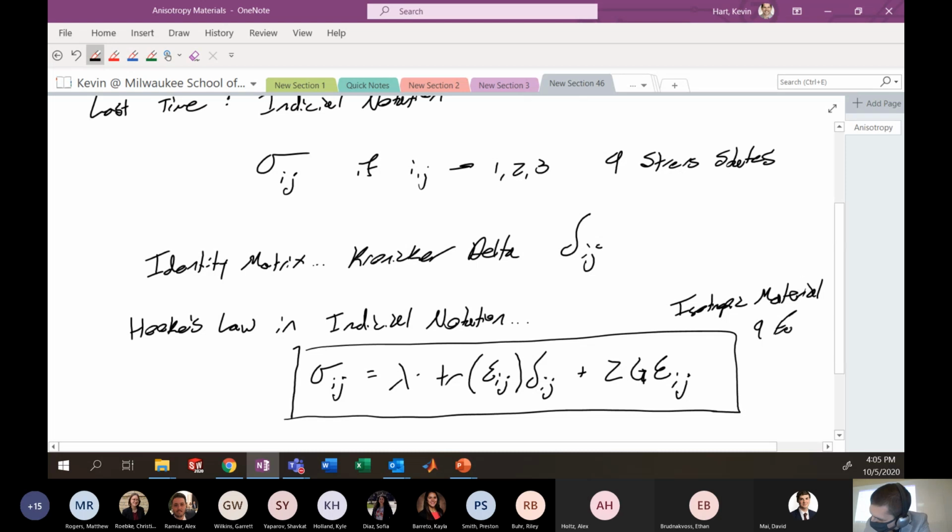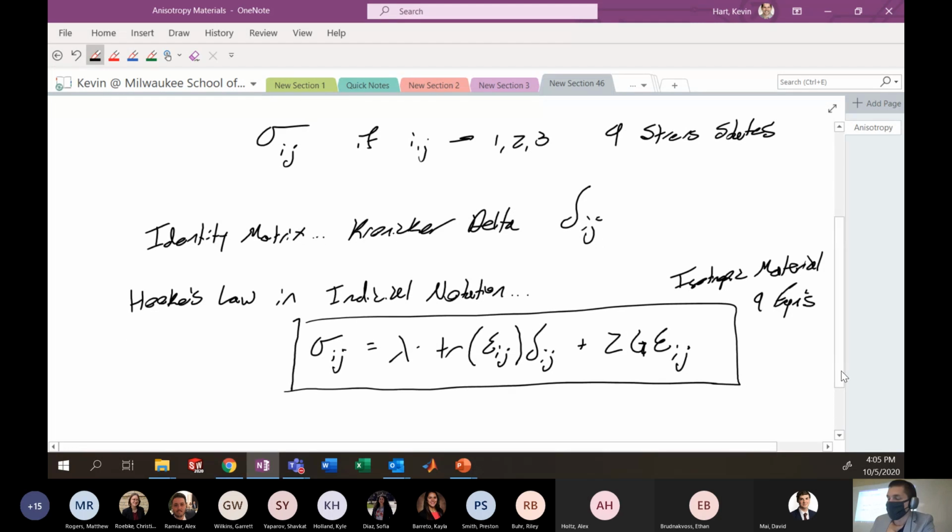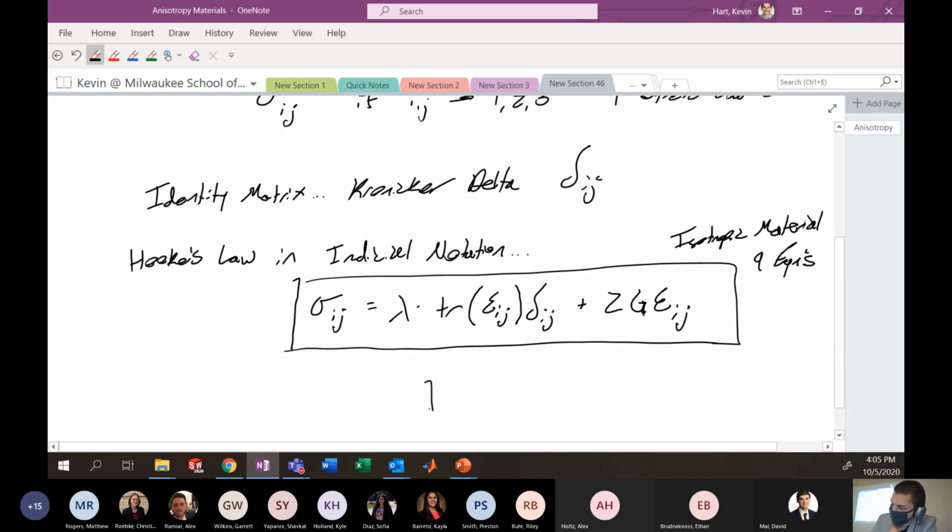This is actually 9 equations. All right. So we went through an exercise last time where we showed, if you do sigma 1, 2, how does that simplify into the Hooke's equation that you really know? And just to remind you that lambda here is a material parameter known as the Lamé parameter.